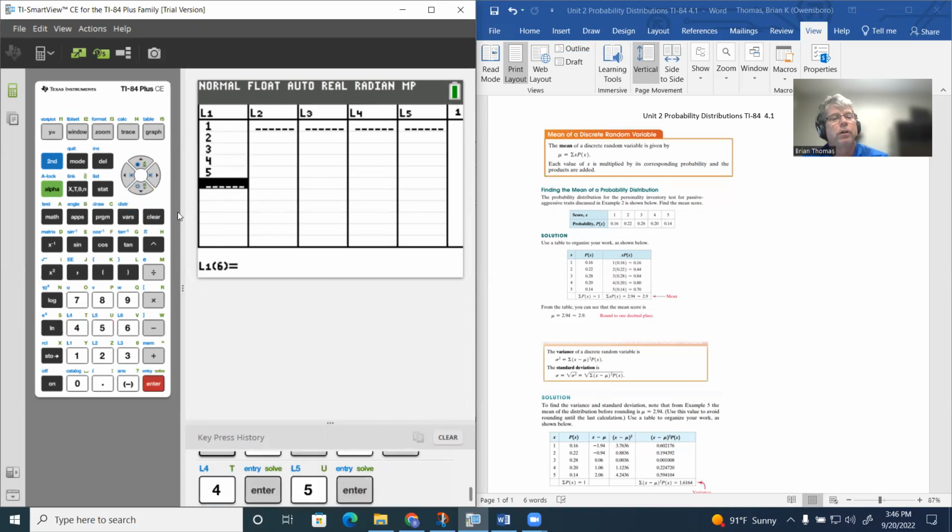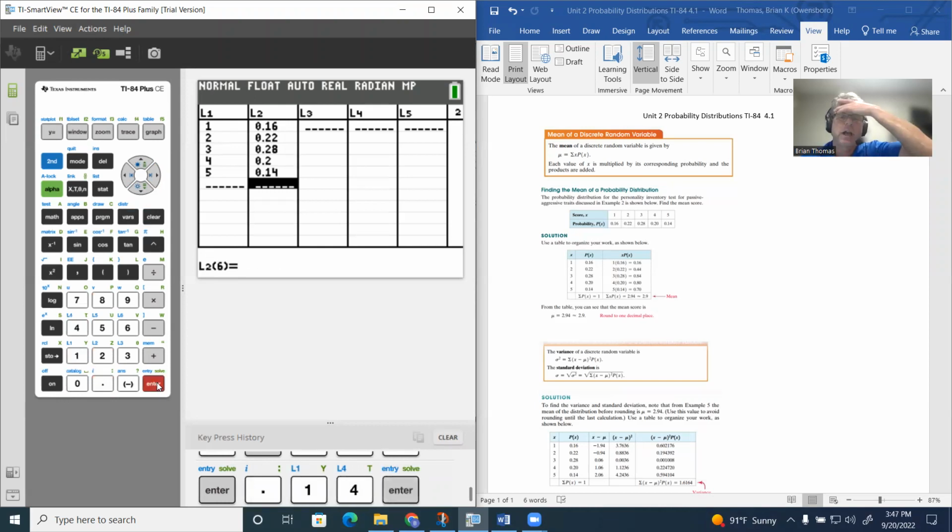And in the other column, I'm going to put their probabilities for each one. So that was the 0.16, the 0.22, the 0.28, and the 0.20, or just 0.2, and then 0.14.